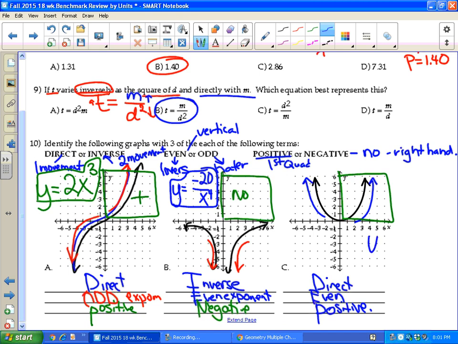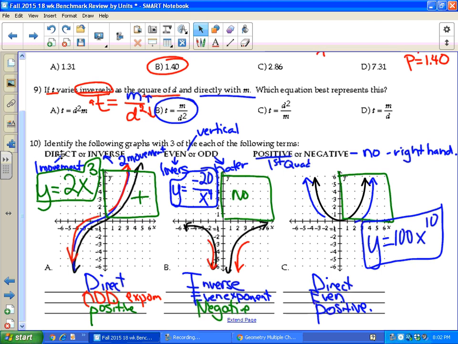So possibly a direct graph would be y equals, x is on top if it's direct, it has an even exponent, let's just say 10, and it has a positive number, let's just say 100. Making up stuff. Positive numbers, even exponents in a direct graph, similar to that shape.